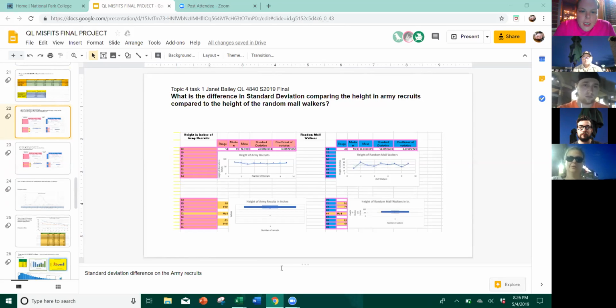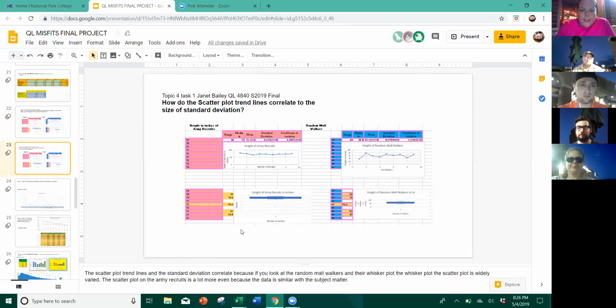If you look at the standard deviation of the Army recruits, their data is very similar compared to the random mall walkers, and that is why their charts are so different. If you look at this second slide that I made using the information I created in Excel, you'll see that the trend on the scatter plot is a lot smoother for the Army recruits compared to the random mall walkers. That's because the variation in the height of the Army recruits is much less compared to the variation of the random mall walkers.